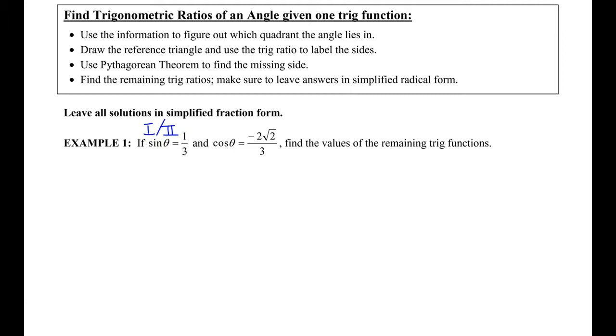Next, I'm looking at cosine, and in this case, cosine is negative 2 radical 2 over 3. The diagram on the top of the page only helps us with knowing where the trig functions are positive. And because we know that cosine is positive in quadrant 1 under all and quadrant 4 under cosine, that means that it must be negative in quadrant 2 or quadrant 3. Because both of these trig ratios are positive or negative in quadrant 2, we must draw our reference triangle in quadrant 2.